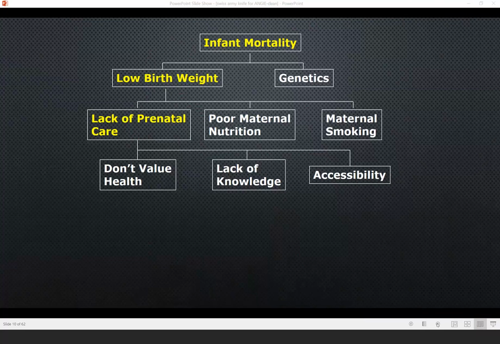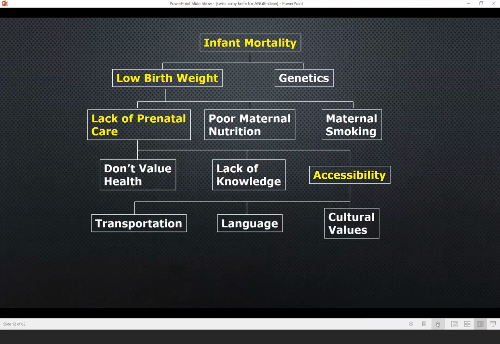Maybe it's just the lack of knowledge. They don't know about the value of prenatal care or the risk of low birth weight or infant mortality. Or maybe it's just simple accessibility to where the prenatal care is available. And is that a function of transportation or language?